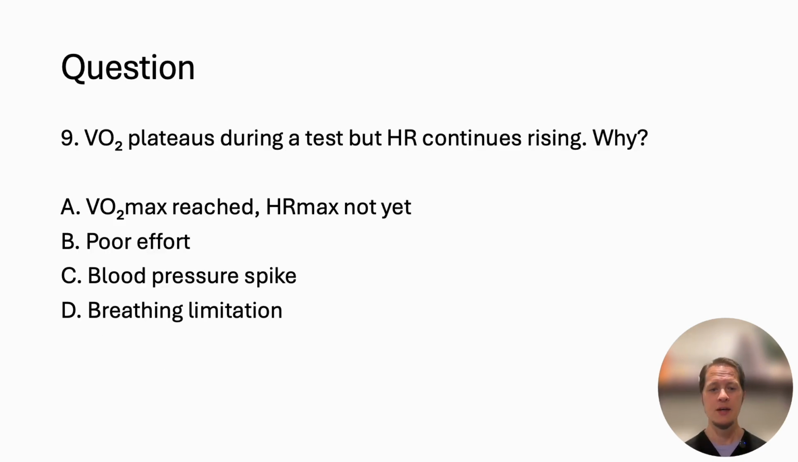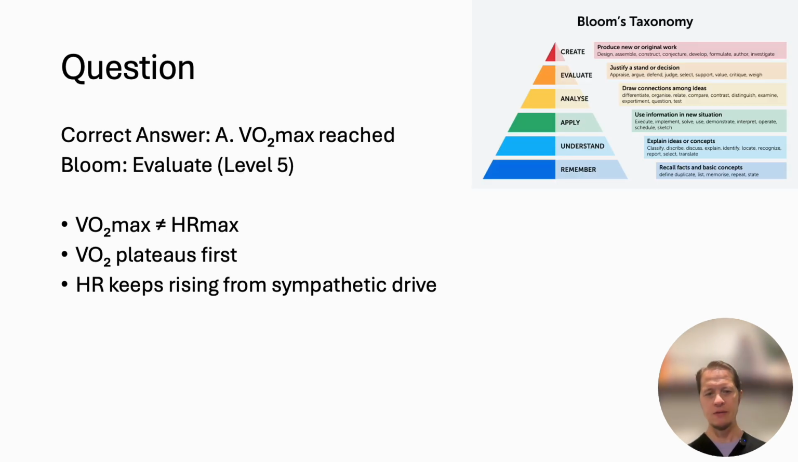Question 9. VO2 plateaus during a test, and yet the participant's heart rate continues to rise. Why? This is like a Jeopardy question here. You've got to think about it. A, VO2 max has been reached, but heart rate max not yet. B, they had a poor effort. C, their blood pressure spiked, so their heart rate changed concordantly. Or D, there's a respiratory limitation here. Pause, think about it. The answer is A: their VO2 max reached the peak, but their heart rate did not.